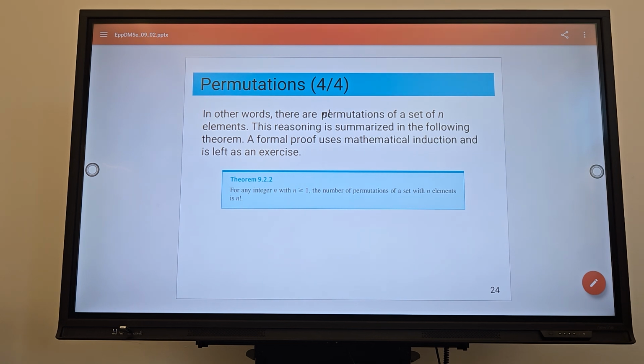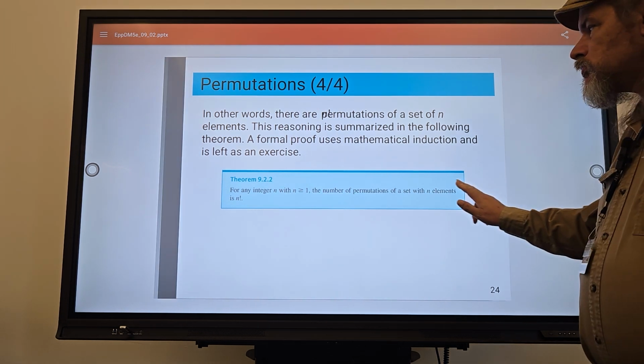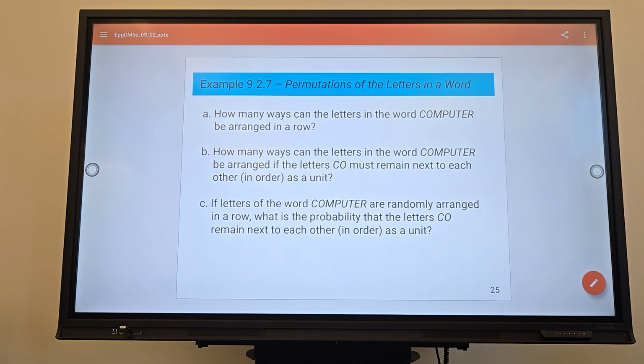This reasoning is summarized in the following theorem. For any integer n with n greater than or equal to 1, the number of permutations of a set with n elements is n factorial. How many ways can the letters in the word computer be arranged in a row? How many ways can the letters in the word computer be arranged if the letters C and O must remain next to each other as a unit? If letters of the word computer are randomly arranged in a row, what is the probability that the letters C-O remain next to each other as a unit?